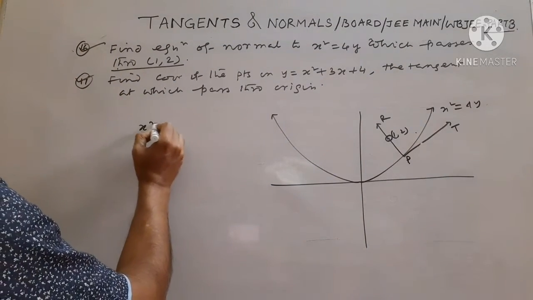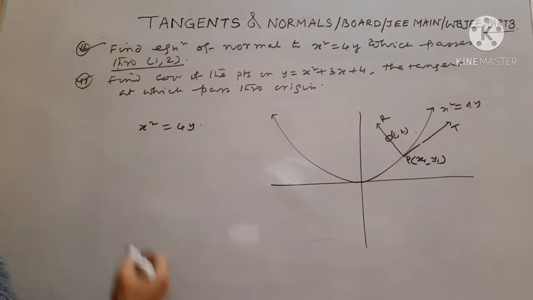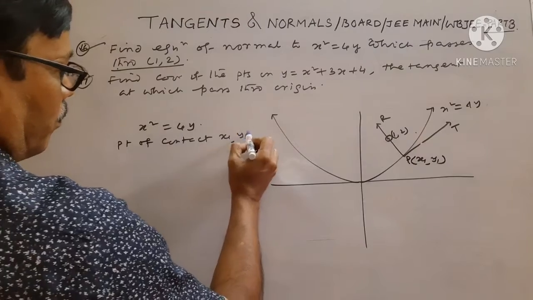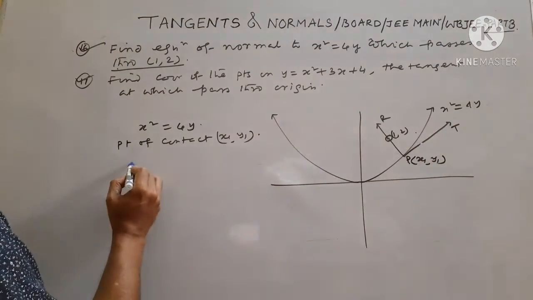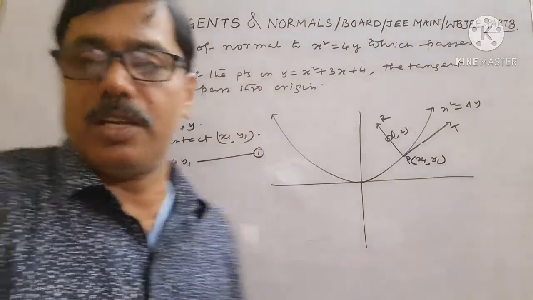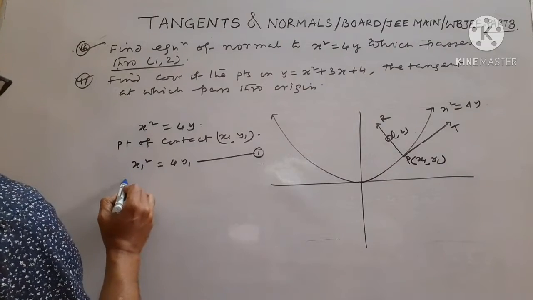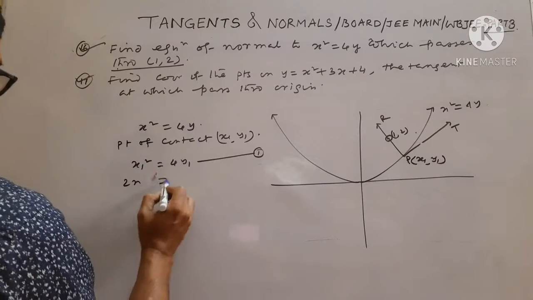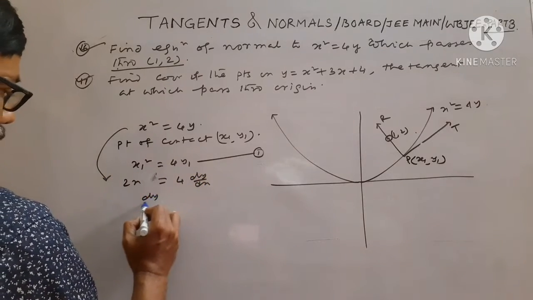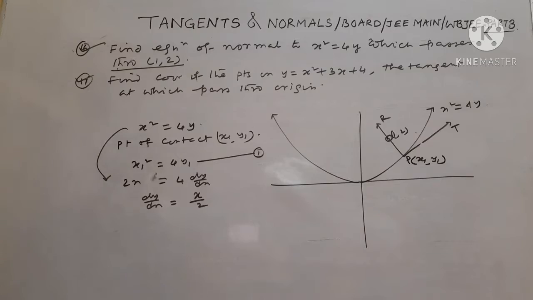So x square equals 4y. Let this point be (x1, y1), the point of contact. So (x1, y1) lies on the curve, so x1 square equals 4y1. So we are getting one condition. Differentiating, 2x equals 4 dy/dx, so dy/dx equals x by 2.